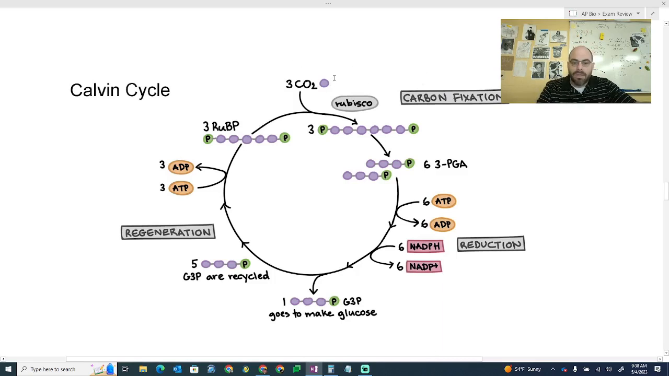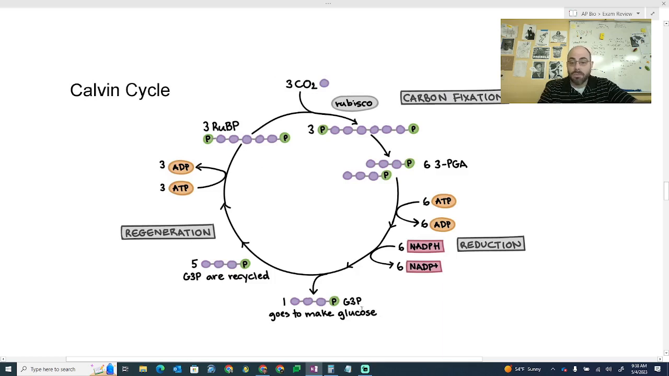So CO2 is the big driver for the Calvin cycle, as far as this is going to be the main reactant, where the carbon is going to come from. CO2 is unusable by most organisms. In fact, it's dangerous to a lot of organisms. But glucose is not. And so the Calvin cycle is where those unusable CO2s are going to be made into glucose. Glucose has energy in it.